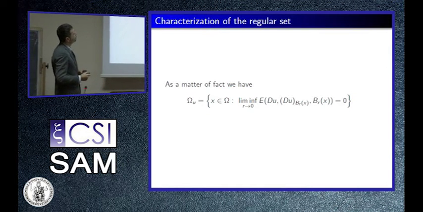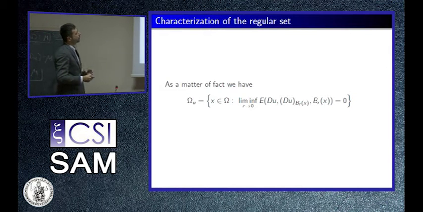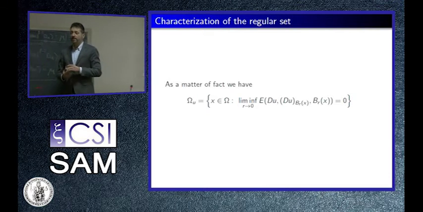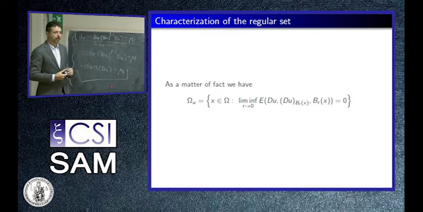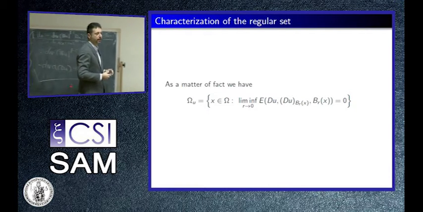As a matter of fact, this is essentially where this guy is actually 0. If you just catch one small scale where this is small, then it's small forever. This is just a rewriting of this.